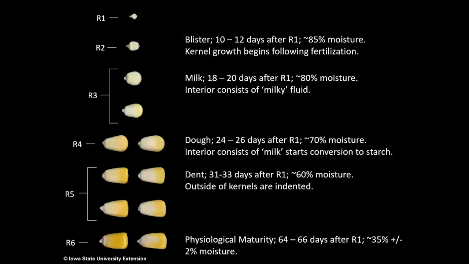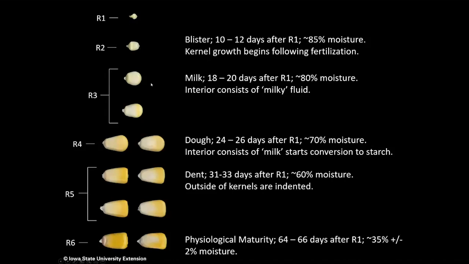The reproductive stages are a little bit more subjective in the staging process. After we get to the R1 stage and the presence of silks, we're really looking at the kernels, identifying the consistency of the interior or the exterior of the kernels. The R2 stage is the blister stage. You're going to have a very plump kernel that's absorbing and pulling in water very rapidly. When you puncture that kernel, it's going to squirt out a clear liquid, often with a fair amount of pressure when you squeeze it. That's a good way of distinguishing the R2 blister stage.